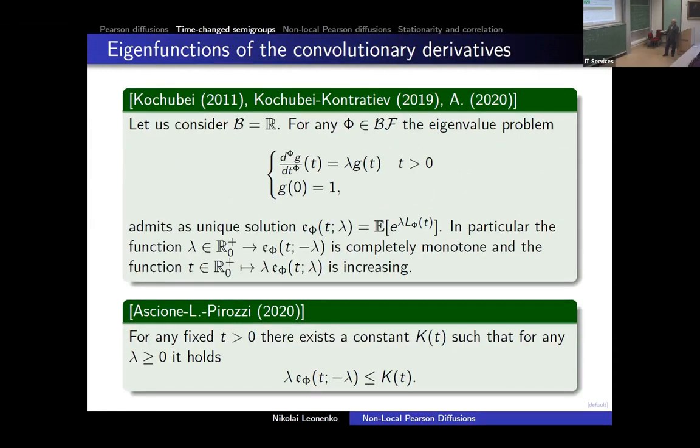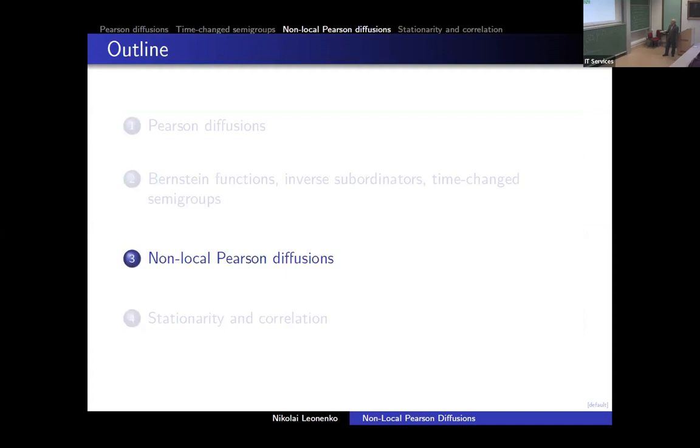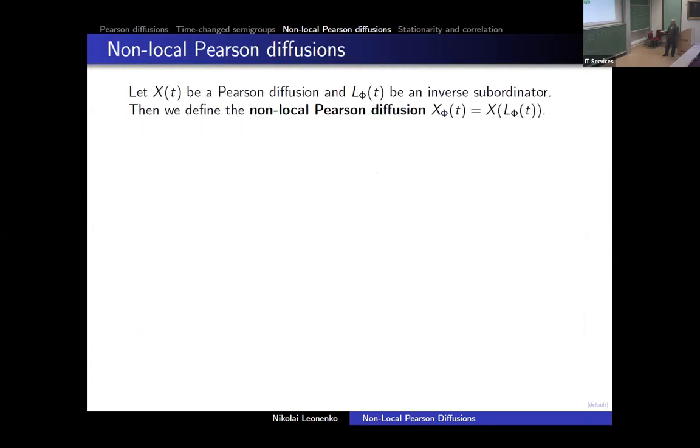Again, it is important that, as Giacomo already explained, for this eigenvalue problem the solution is also known, and this is basically the moment generating function of this L phi of t process from the previous talk. For instance, if you have a stable subordinator, this is simply the Mittag-Leffler function. So we can think about the Mittag-Leffler function E alpha of minus lambda t to the power alpha for the classical case. And again, we use this estimate, which was already used in the previous talks.